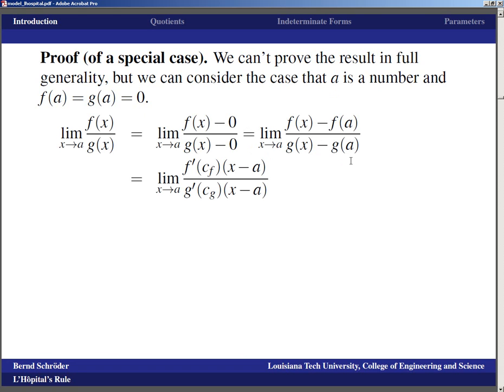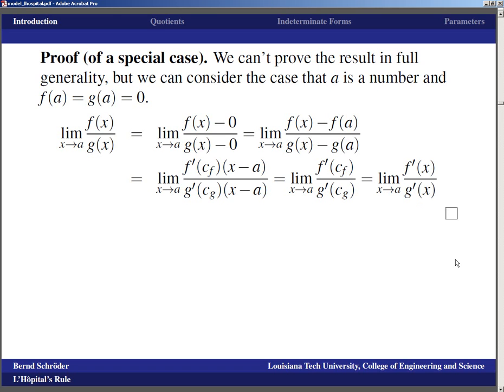And now we can use the mean value theorem, which says that f of x minus f of a is f prime of cf for some cf between x and a times x minus a, and g of x minus g of a is g prime of cg for some cg between x and a times x minus a. Now the x minus a's cancel, we get the limit of the derivatives, and as x goes to a, cf and cg go to a, and we get the limit as x goes to a of f prime of x divided by g prime of x. Okay, that's the end of that story.